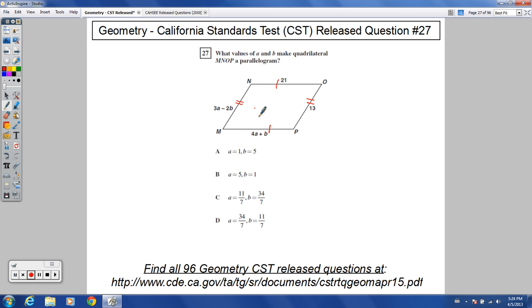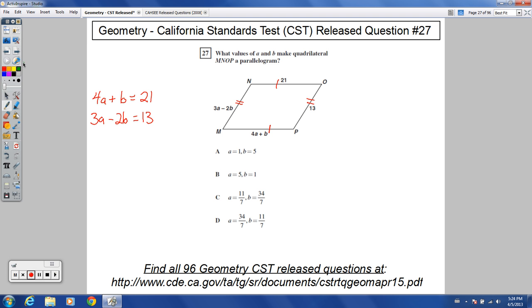But I want to show you how to do that without quote-unquote cheating like that, and to set it up the way you could solve it no matter whether the answers were here or not. So it's 4a plus b equals 21. These two have to be congruent, therefore they have to be equal in measures and lengths to each other, and 3a minus 2b equals 13.